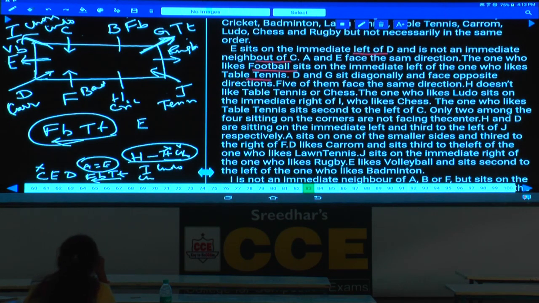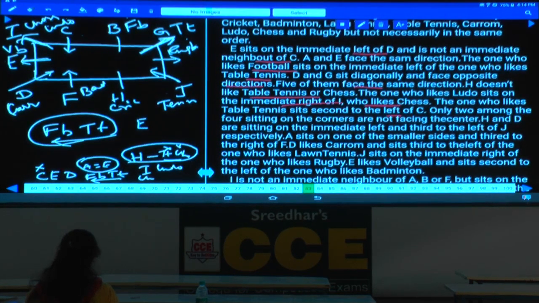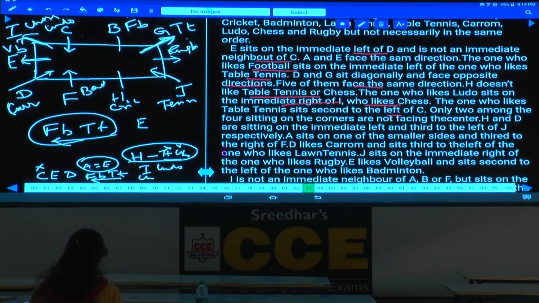And any other information regarding this? D and G sit diagonally opposite and face opposite directions, 5 of them face the same. H does not like table tennis or chess. Ludo sits on the immediate right of I, and I likes chess. The one who likes table tennis sits second to the left of C. Table tennis is seated second to the left of C.